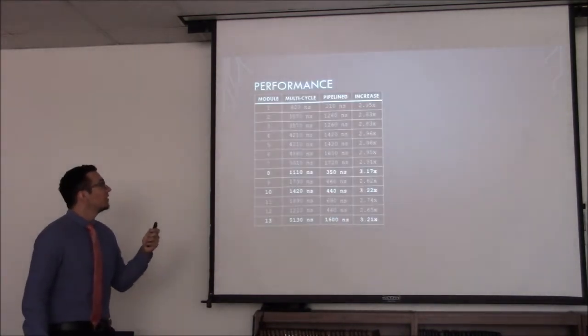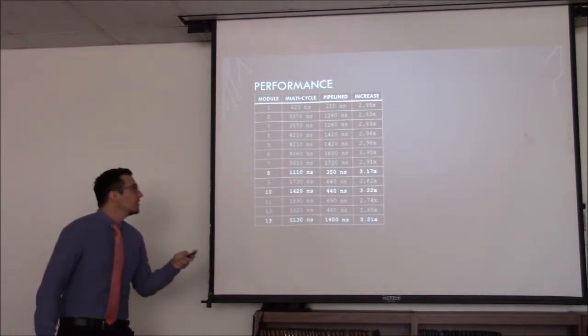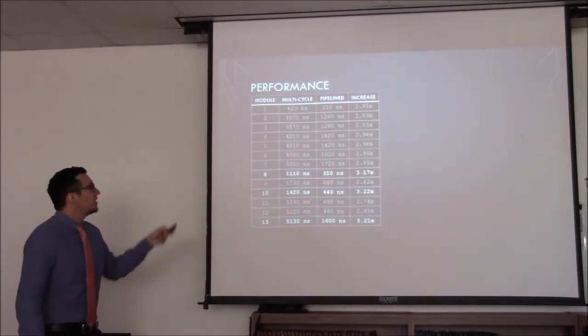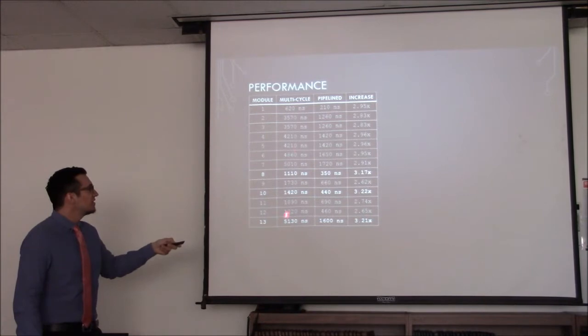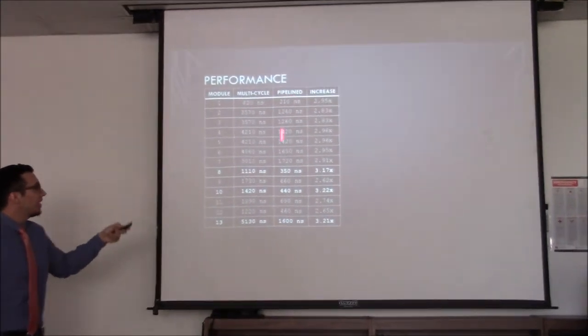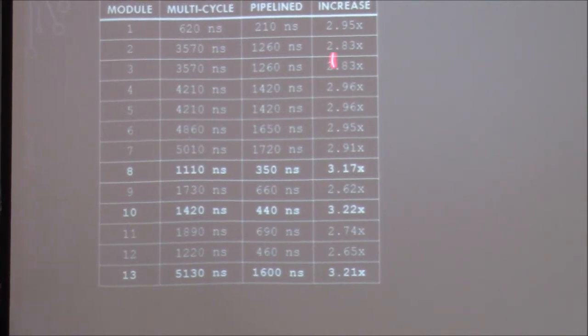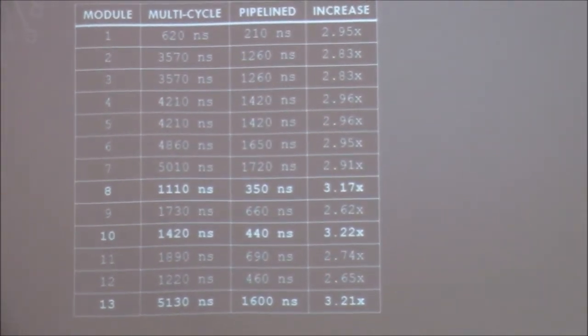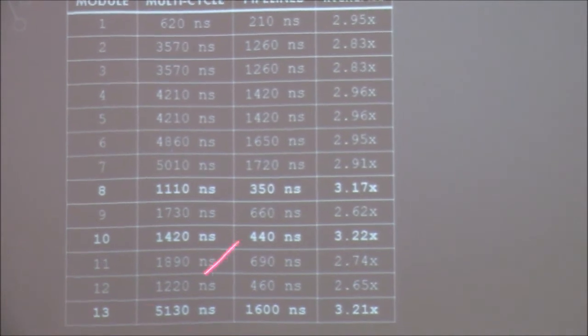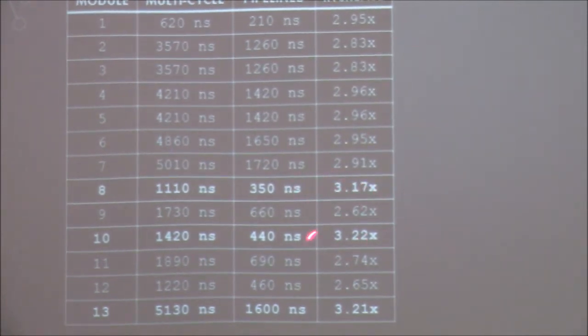So next we're talking about our performance. Here we have modules 1 through 13. We can see the runtimes for the multi-cycle architecture and the pipeline architecture. You can see next to that is the speed increase relative for each module. For modules 8, 10, and 13, the pipeline architecture was over 3 times faster, and in the case of module 10, it was 3.22 times faster. Wow.